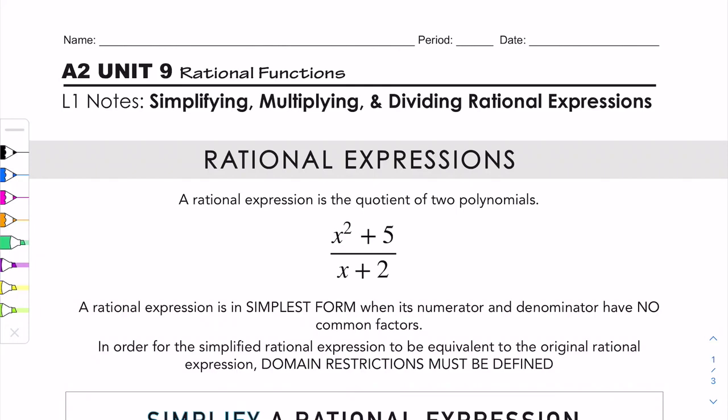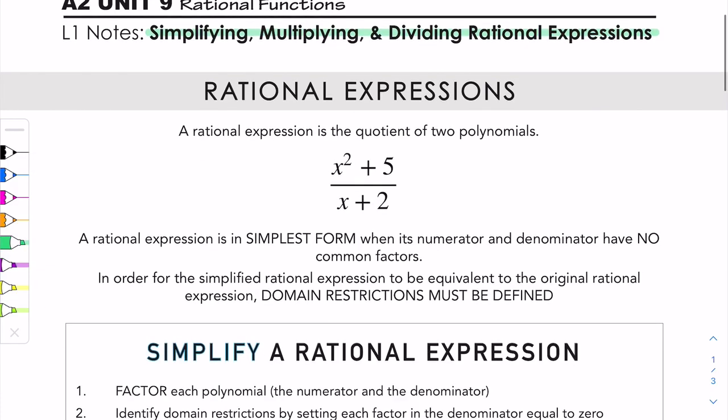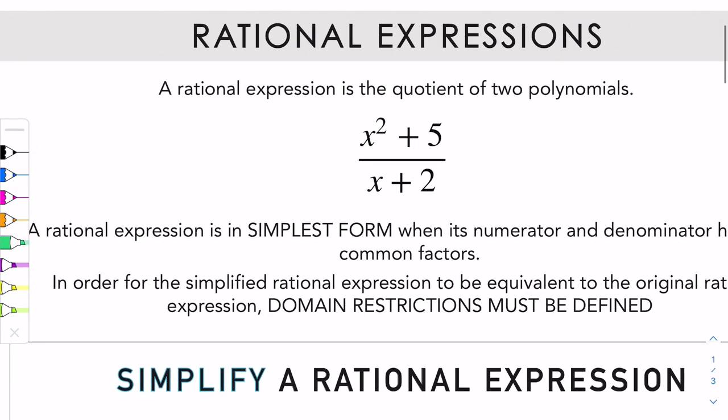Today we're starting Unit 9, and we're starting with simplifying, multiplying, and dividing rational expressions. So to begin with, a rational expression is the quotient of two polynomials. That means you have a polynomial in the numerator and also a polynomial in the denominator.